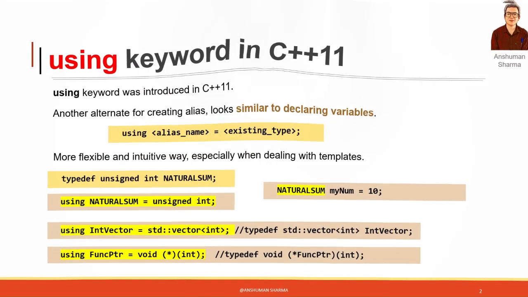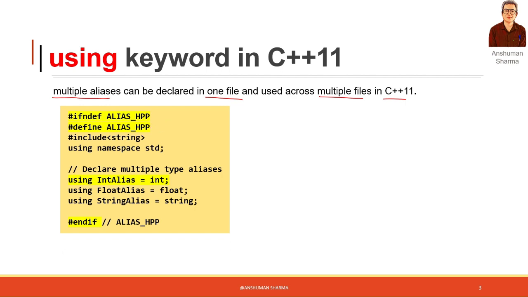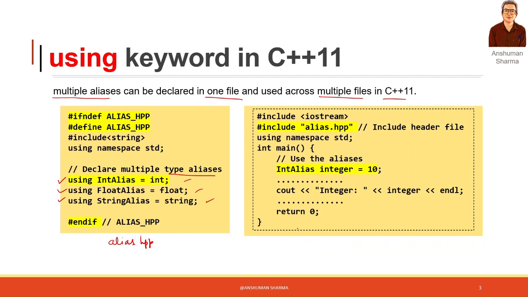Now I will be discussing how you can create multiple using statements in a single program. So multiple aliases, as discussed with typedef, can also be declared in a file using the using keyword and used across multiple files in C++. So let's see how it is done. As we have discussed earlier, we create a header file. The only difference from the previous video is that here we are making use of the using keyword for creating type aliases. So multiple type aliases are created, and this will be used in the program as we discussed earlier.